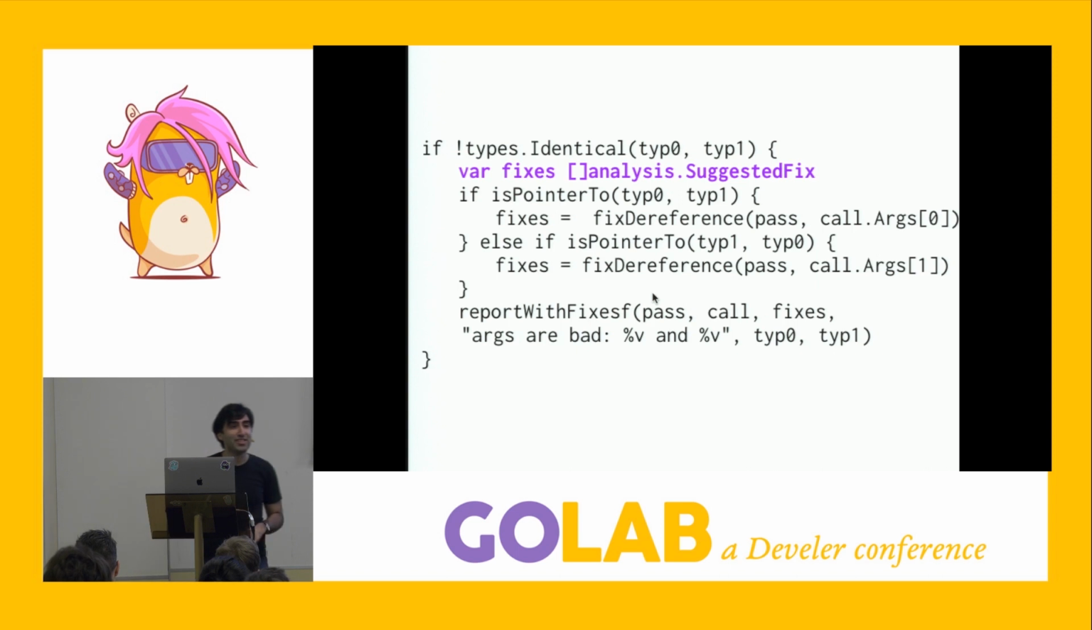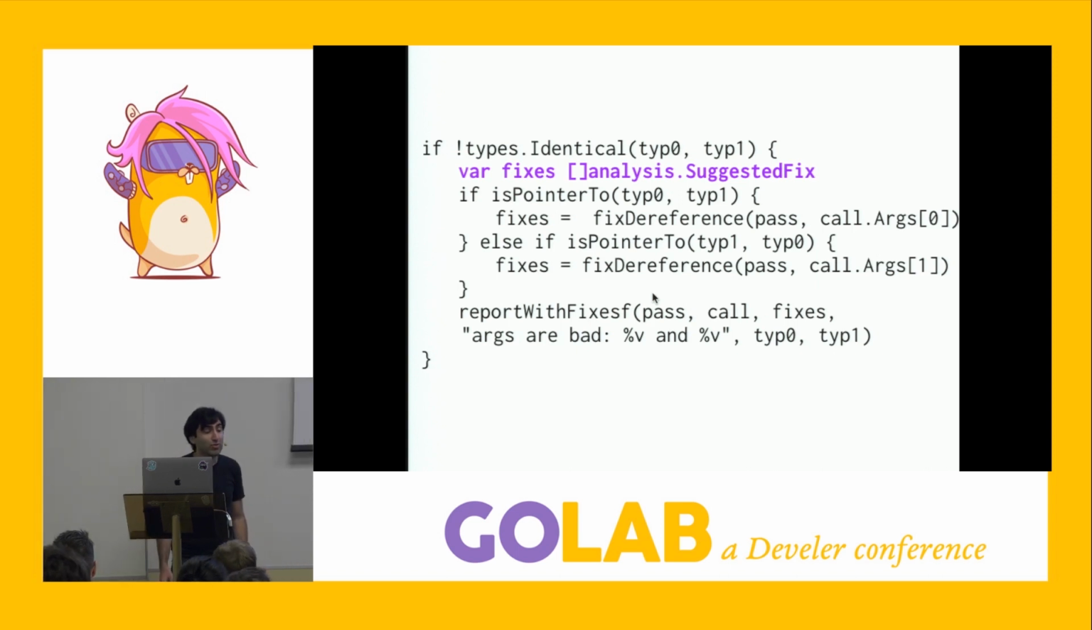Now, we can't suggest fixes for everything here. The 2 types that they could be calling comp equals with could be completely unrelated. The code could be total gibberish. But we're going to suggest fixes for a case where we know that there could be something we could do. So if one of the types is a pointer to the other one, we could try dereferencing that first type, and then the 2 types will be the same. So that's all we're going to try to fix.